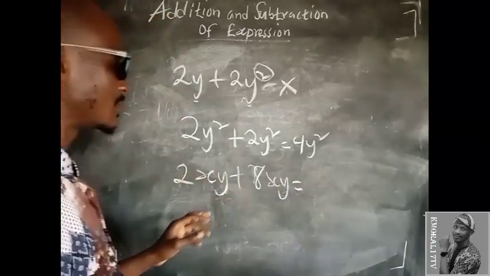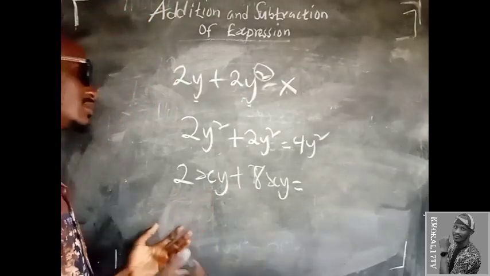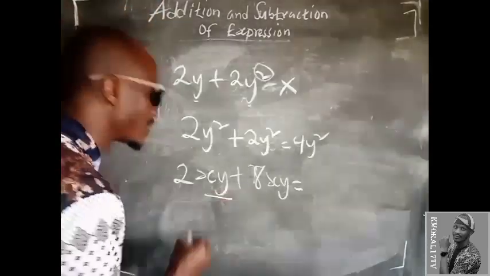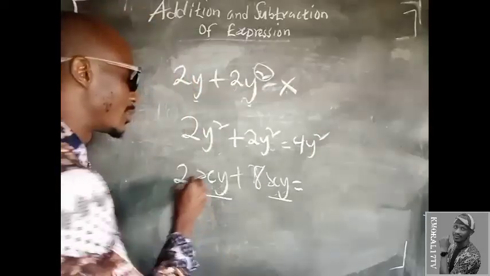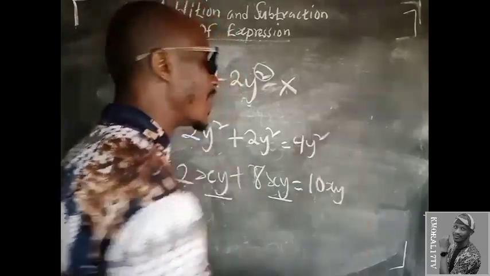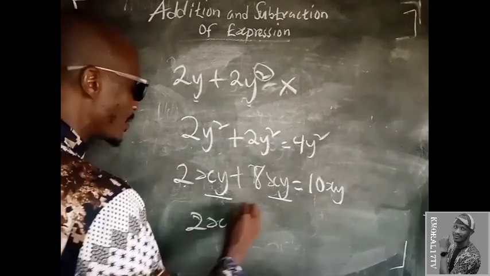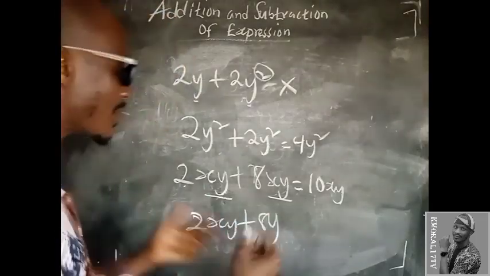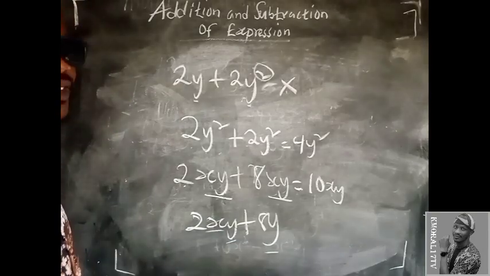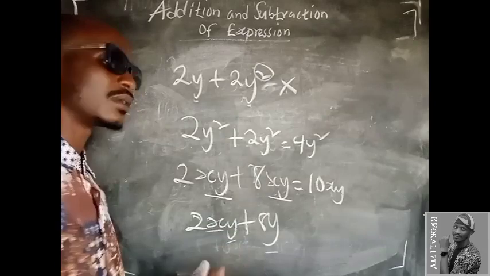But in the case where you have 2xy plus 8xy, you might be surprised that you come across something like this in mathematics. As a non-mathematics student, you should know that they are addable, because of the xy here and the xy here. So 2 plus 8 is 10, then take the xy as well. It will now be 10xy. But if you have 2xy plus 8y, you cannot add them, because this one has only y, and there is another x here. That is the fact about mathematics.